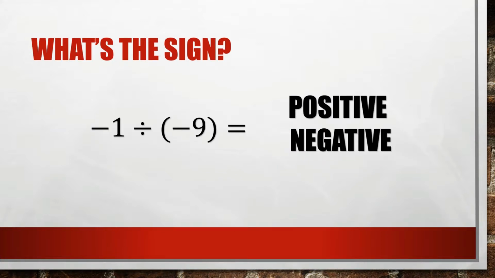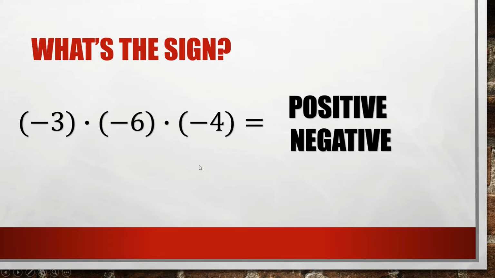Next one. Negative 1 divided by negative 9. Again, I don't care what the answer is right now. We just want to know, can you identify positive or negative? So you should be thinking negative divided by a negative is a positive. Same signs always give a positive product or quotient.